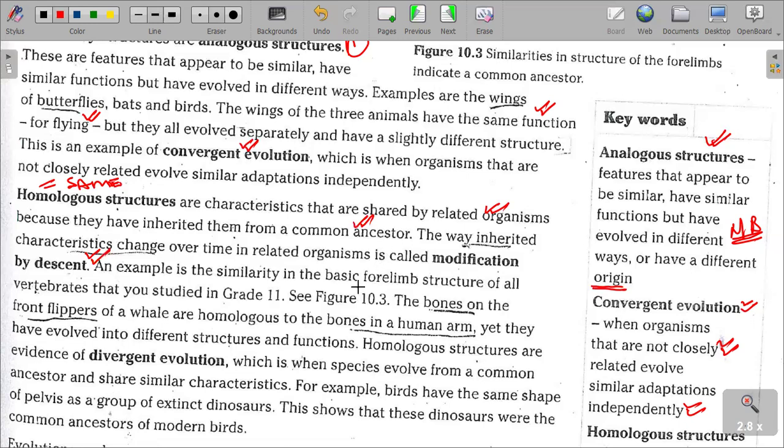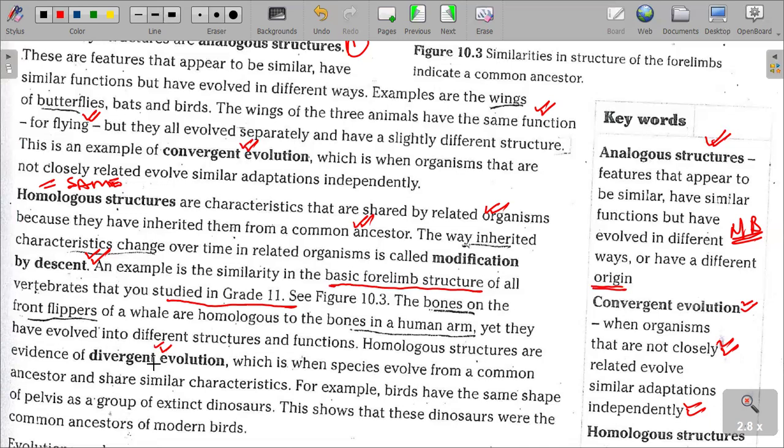The basic four-limb structures of all the vertebrates that you studied in grade 11. Of course, I'm sure that you have once heard of that. You can also see in the pictures that I'm going to show you above there, the bones in the front flippers of a whale are homologous to the bones in a human arm, yet they have evolved into different structures and functions. So homologous structures are evidence of what? Of divergent evolution.